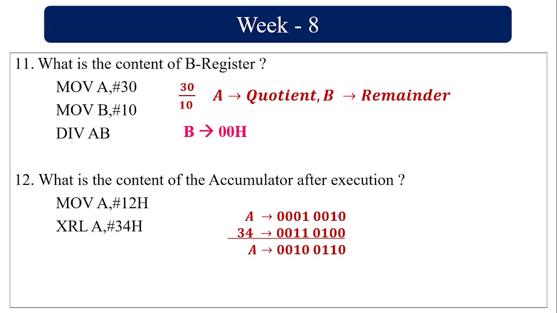So it is 0001, 0110, 0010... so your accumulator is, this is 2, this is 6. So your accumulator content is 26H.